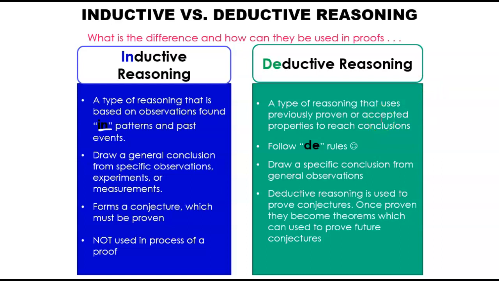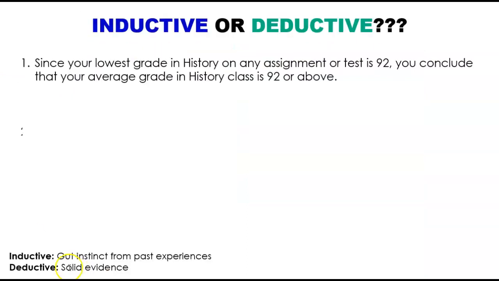Deductive reasoning can draw a specific conclusion from general observations. But then it's used to prove conjectures. Once proven, they become theorems, which can be used to prove future conjectures. So let's look at what I'm talking about. Let's look at some examples. As a reminder, inductive is like your gut instinct on things, and then deductive is solid evidence.